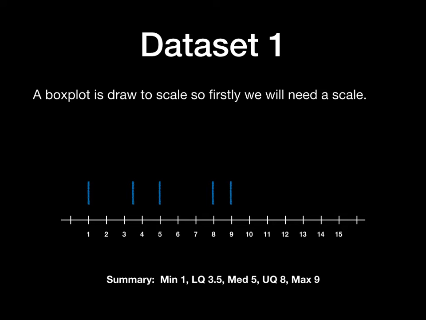And the next part we're going to do is finish off the box. Now, the box always runs between the lower quartile and the upper quartile. So if I finish off the box, I'm going to draw a line on the top and the bottom from the lower quartile to the upper quartile, and it ends up looking like this. And there's our box part.